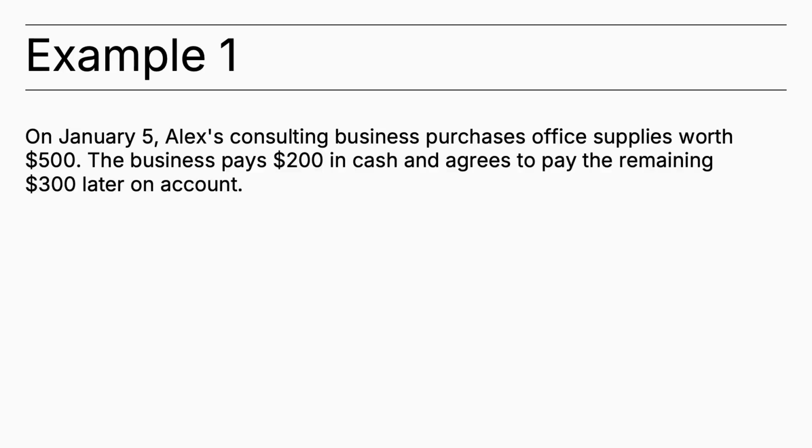Let's look at a few more examples of a compound journal entry. On January 5, Alex Consulting Business purchases office supplies worth $500. However, the business does not pay the entire amount immediately. Instead, it pays $200 in cash and agrees to pay the remaining $300 at a later date.